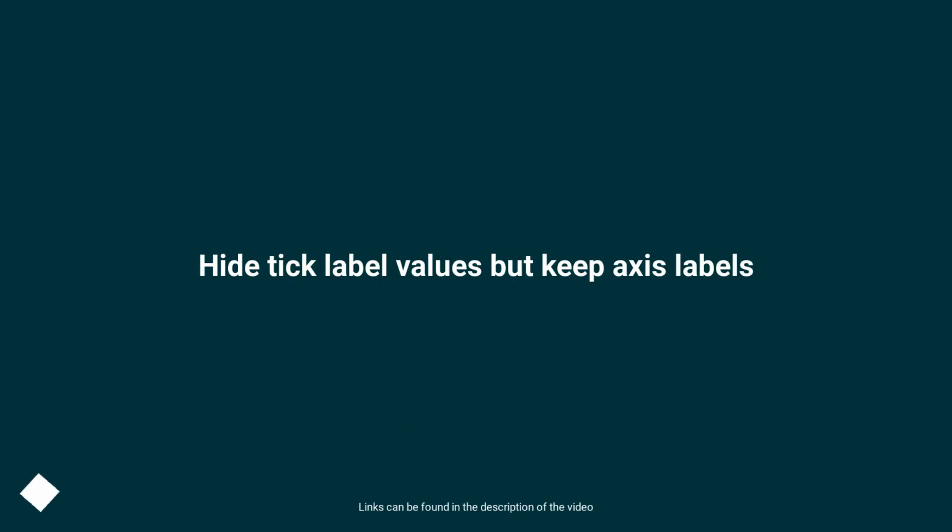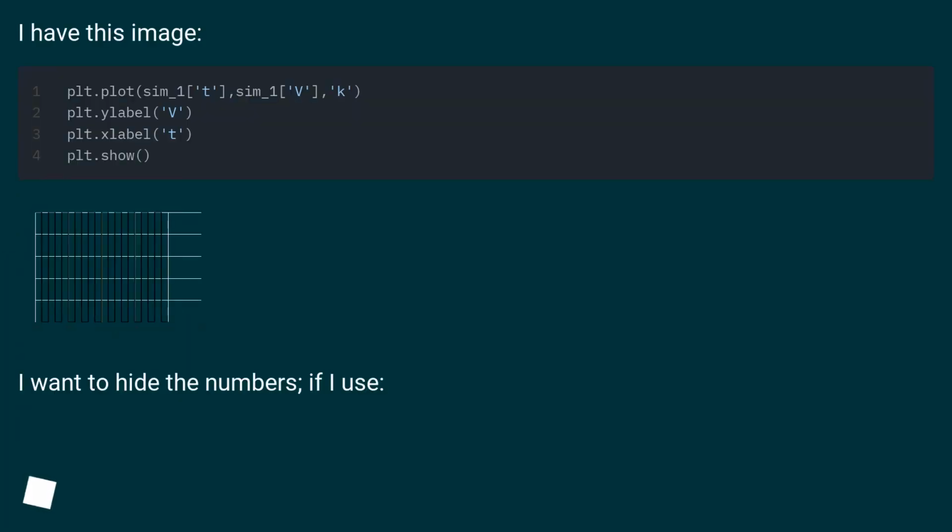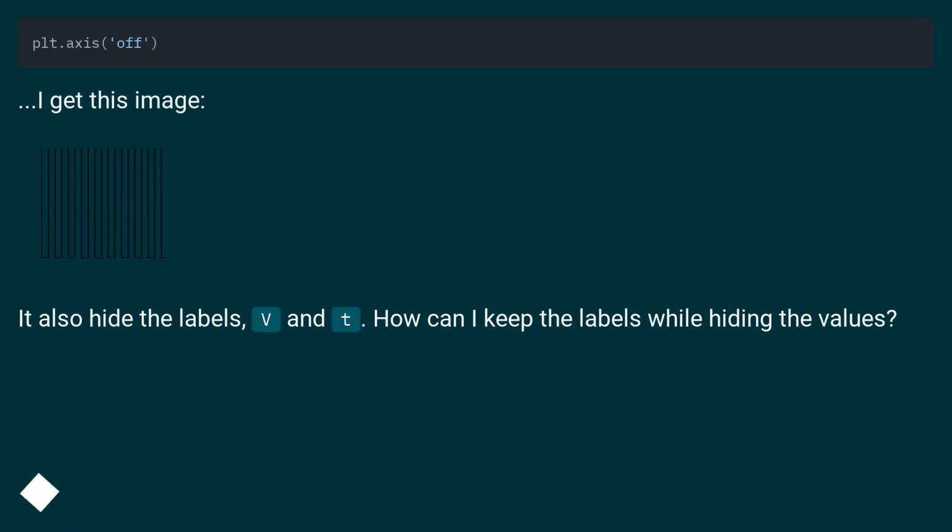Hide tick label values but keep axis labels. I have this image. I want to hide the numbers. If I use this, I get this image. It also hides the labels V and T. How can I keep the labels while hiding the values?